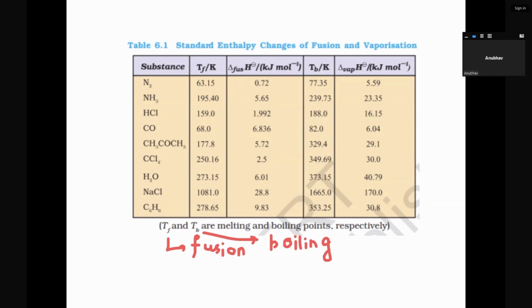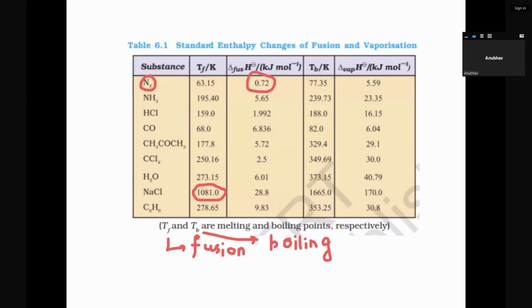Among all these substances, you have the TF, that is the melting point. You see, the melting point of NaCl is the largest among all these components, more than 1000 Kelvin. The melting point of N2, that is dinitrogen, is the lowest, 63.15. If you have a clear look at the delta H fusion value in kilojoule per mole, among all these values, the value of nitrogen is the lowest, that is 0.72.